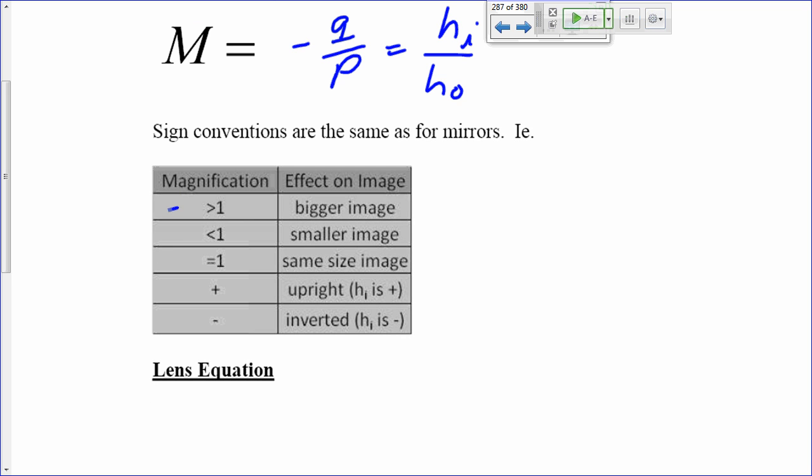That is, if our magnification is bigger than 1, it makes the image bigger. If it's less than 1, it's a smaller image. If it's equal to 1, it's the same size image. If the magnification is positive, it's upright. If it's negative, it's inverted. So all these are the same. And if you have a negative magnification, that means that your image height is also negative. So negative generally means that it's upside down.